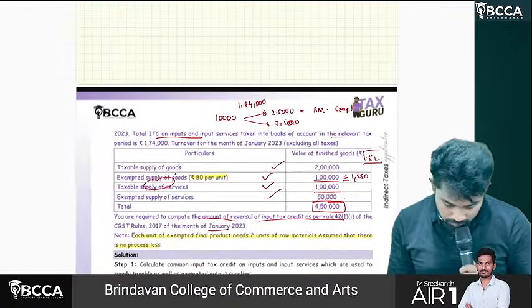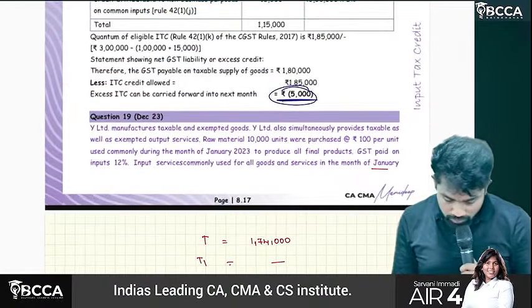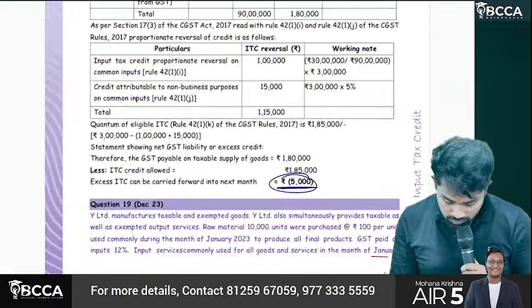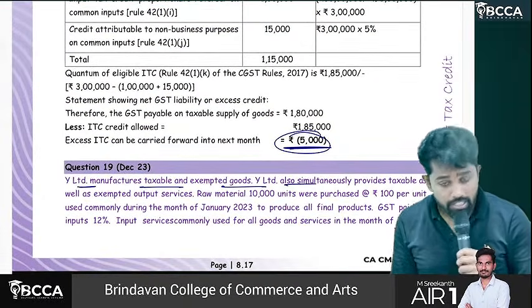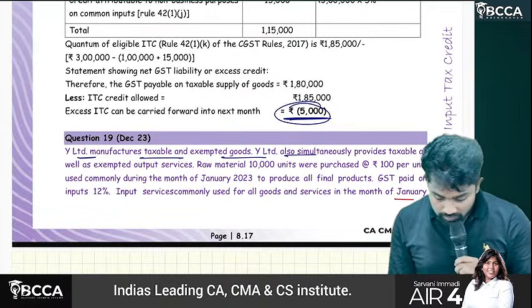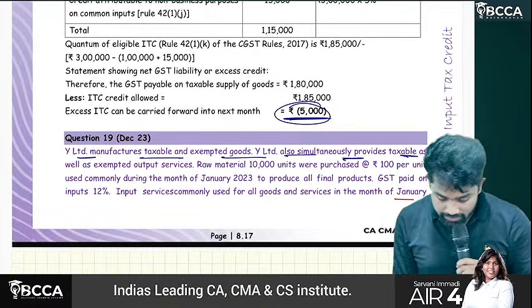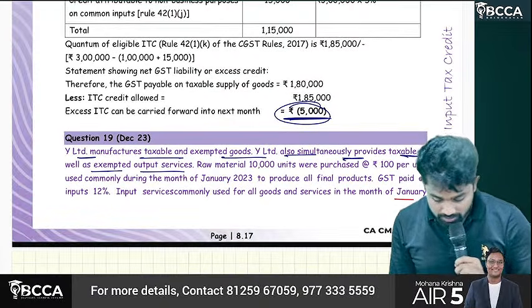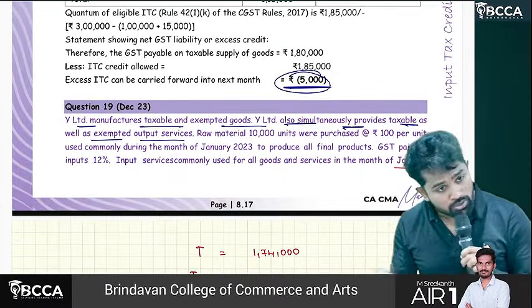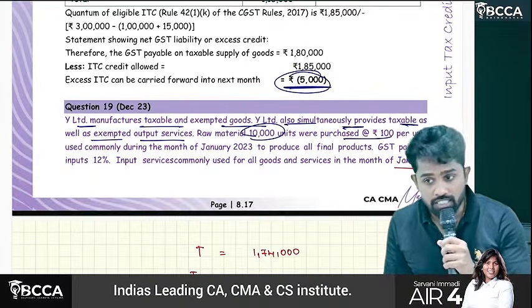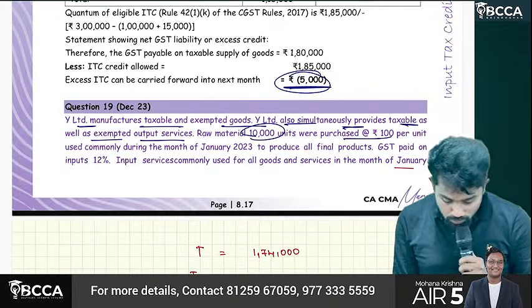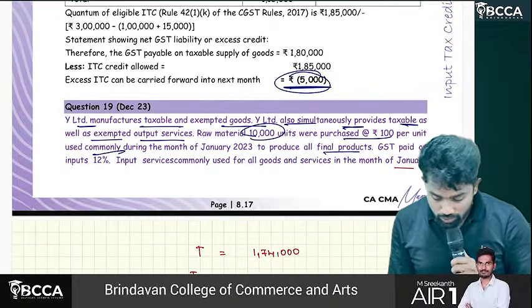It's okay. Sir, you look at question number 19 also. We'll solve this one also. Y Limited manufactures taxable and exempted goods. Y Limited also provides taxable as well as exempted services simultaneously. Okay, it does both taxable and exempted. Raw material 10,000 units was purchased at 100 per unit, used commonly to produce all final products.